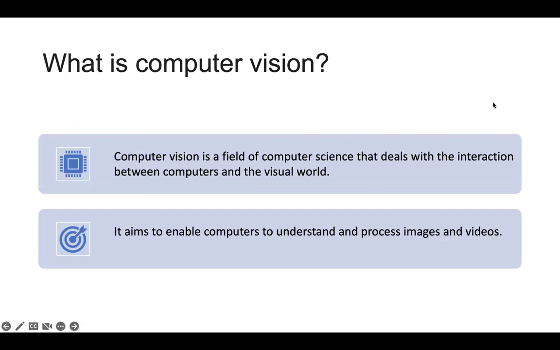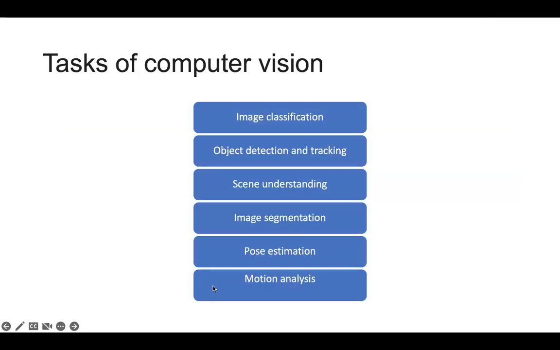So computer vision is basically where we are trying to deal with the interaction between the computers and the real world that we are having. So we make them understand the images and then process the images or videos that we are having. So what is the application of that? It could be image classification, object detection, scene understanding, image segmentation, pose estimation.